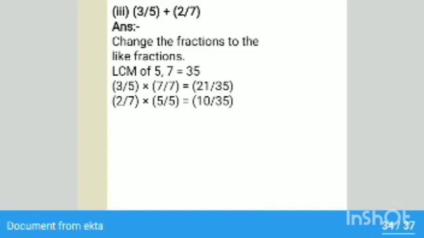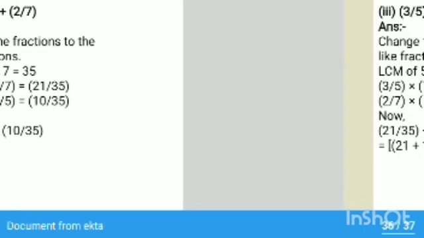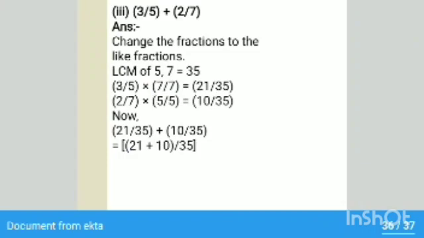Now we have got like fractions. What was the question? The question was of addition. So we will do addition: 21 upon 35 plus 10 upon 35. Remember, the denominators are not to be added. It will remain only 35. And the numerator will be 21 plus 10 upon 35, which is 31 upon 35.